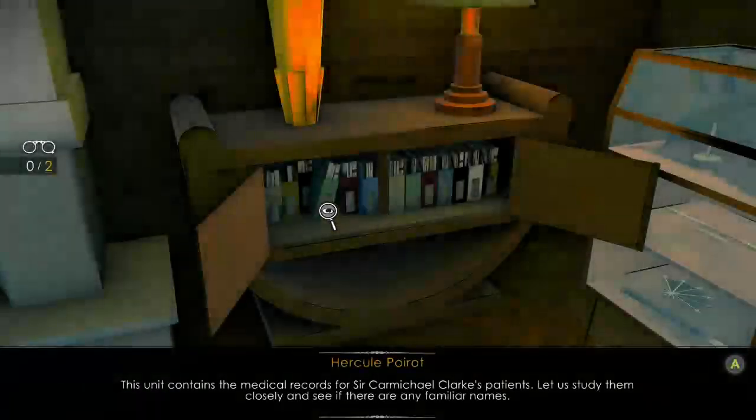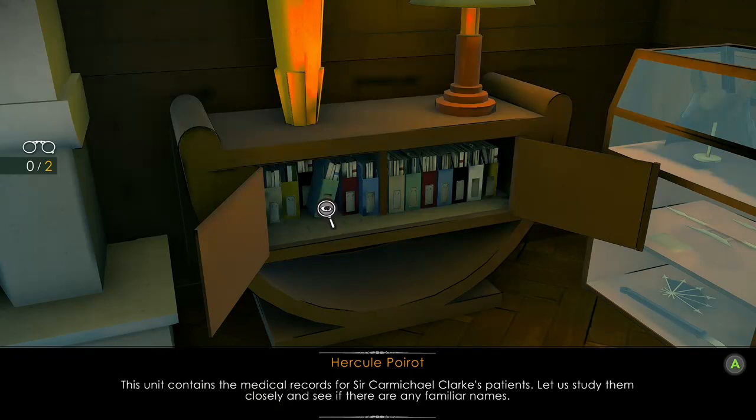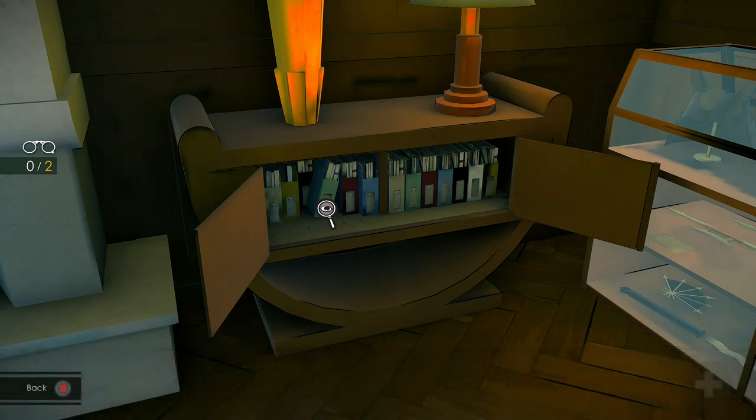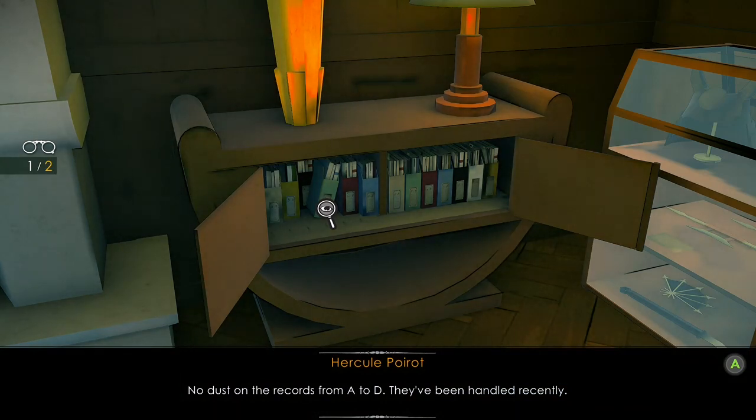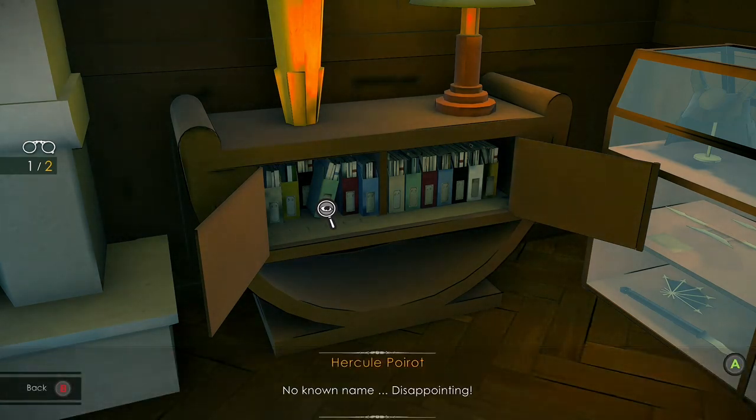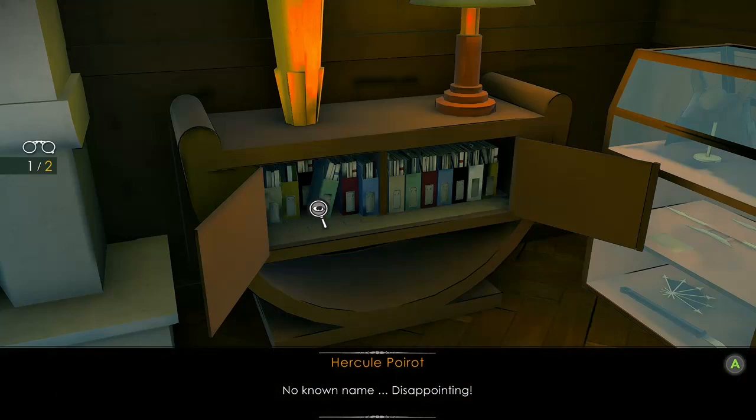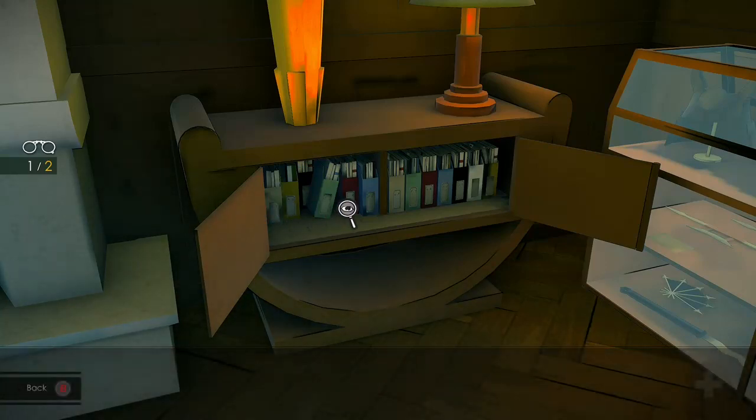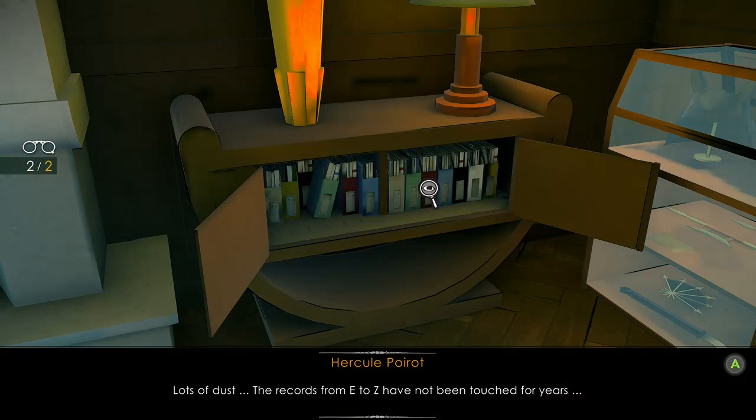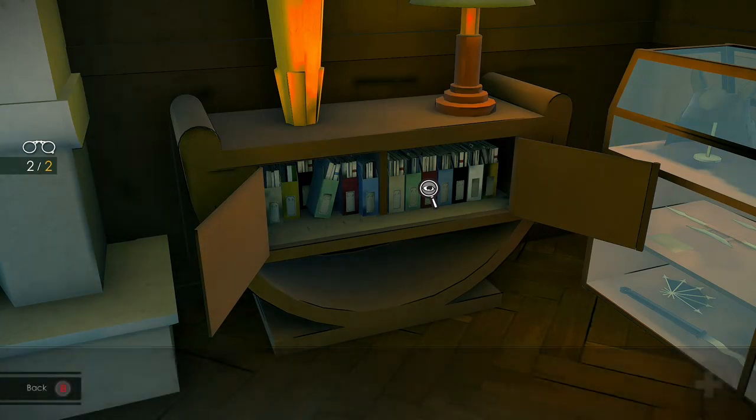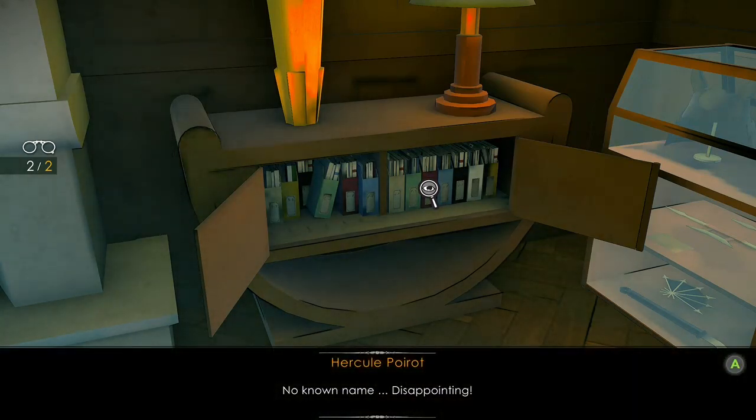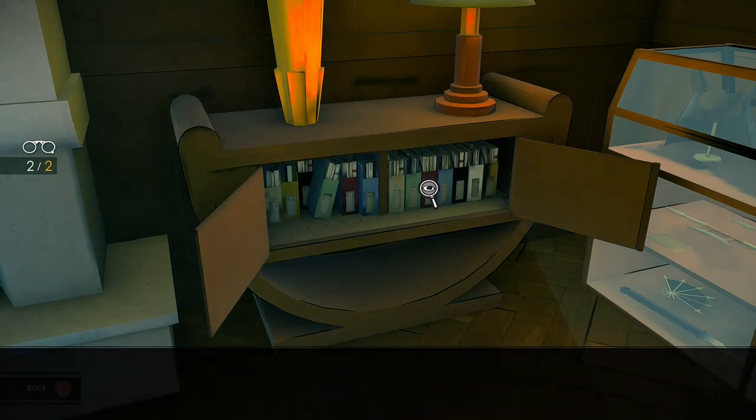I guess so. This unit contains the medical records for Sir Carmichael Clark's patients. Let us study them closely and see if there are any familiar names. No deaths on the records from A to D. They've been handled recently. No known names. Disappointing. Lots of dust. No known names. Disappointing.